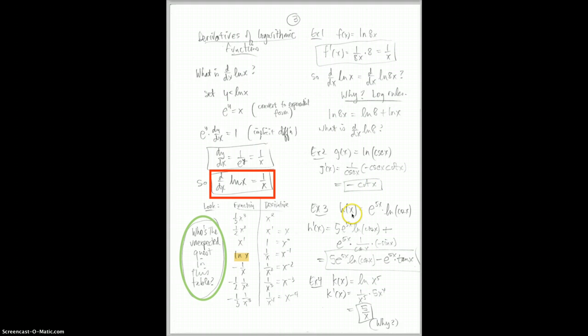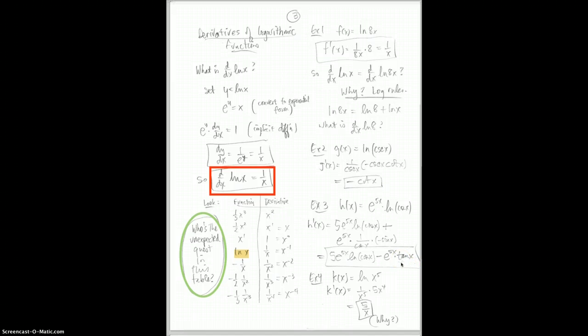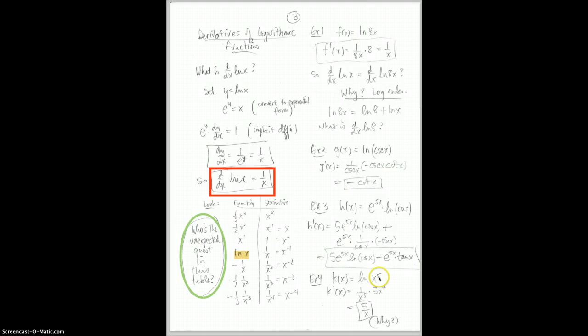If you are taking the derivative of this product, you get the derivative of e to the 5x is 5e to the 5x times the other term left alone, plus e to the 5x left alone times 1 over cosine times the derivative of what's inside, and sine over cosine is tangent. Last, if you're taking the derivative of ln of x to the 5th, you get 1 over x to the 5th times 5x to the 4th. You get 5 over x after the canceling. And you should figure out why using log rules.